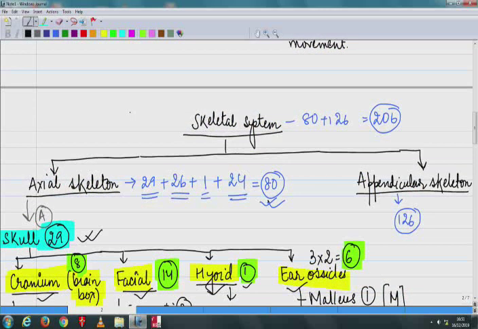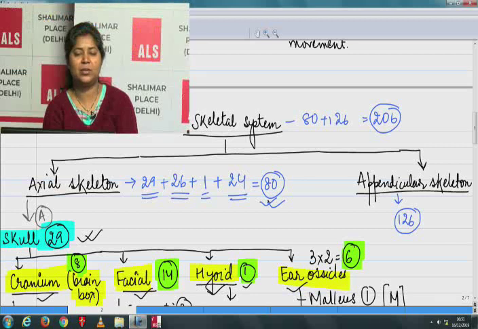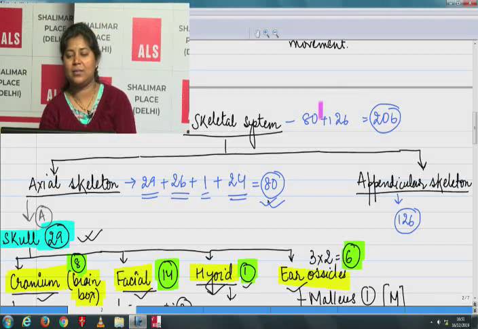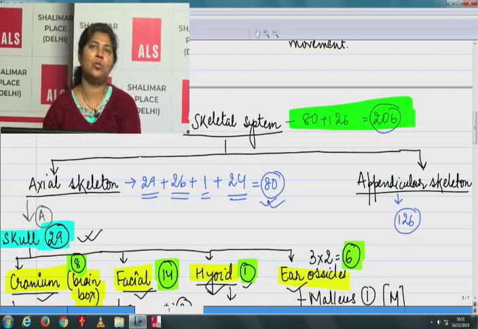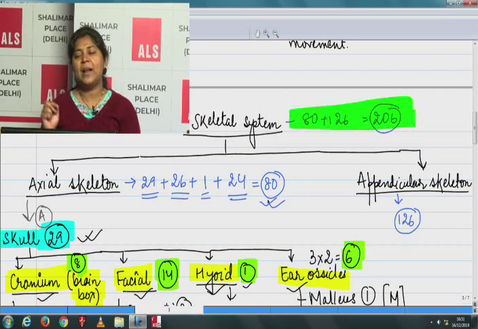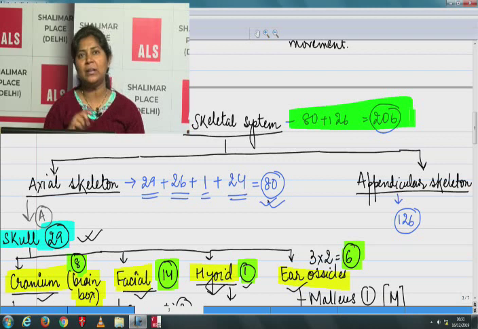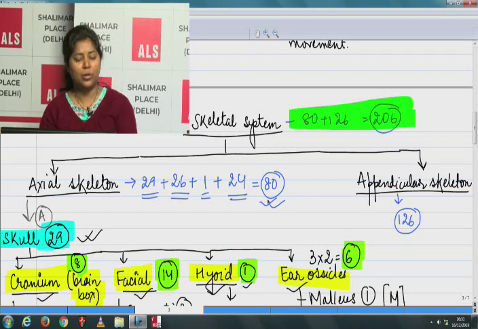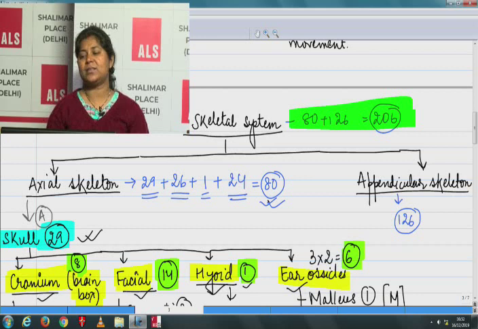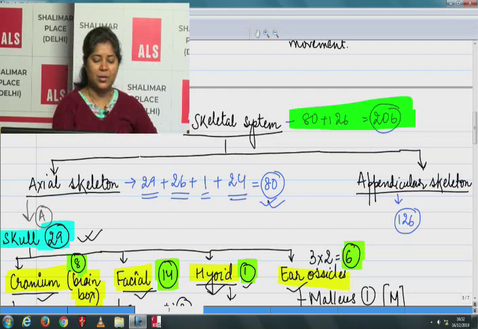So we have this particular calculation at the end of the class. This is the summary of the whole class. How many axial bones do you have? You have 80 axial bones and 126 appendicular bones, and the total gives you a sum total of 206 bones of your skeletal system. Short and sweet.